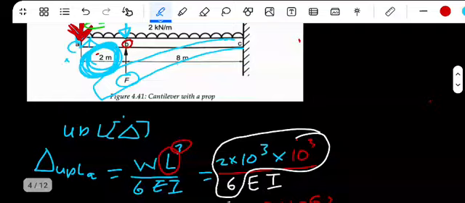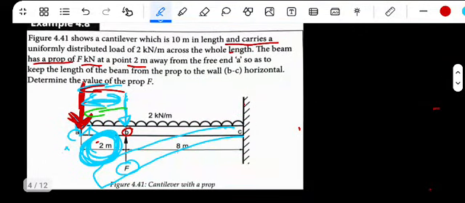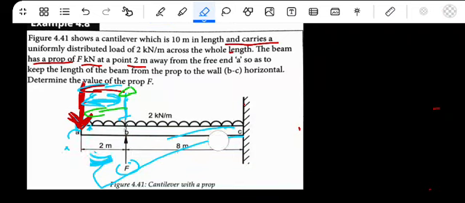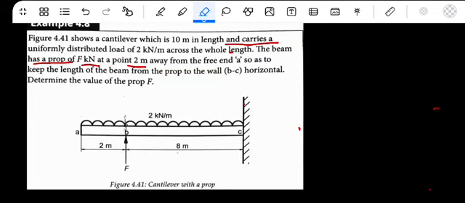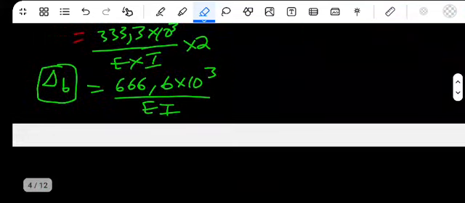Now we have this deflection at B. As you can check, we did calculate it. But now, since we have this deflection due to the weight, the UDL at B, and then the deflection due to the prop, as you can see, they're acting in the opposite direction. You subtract them because they're acting in the opposite direction. Let's subtract those things there.